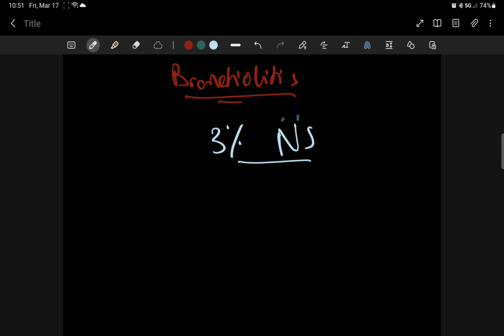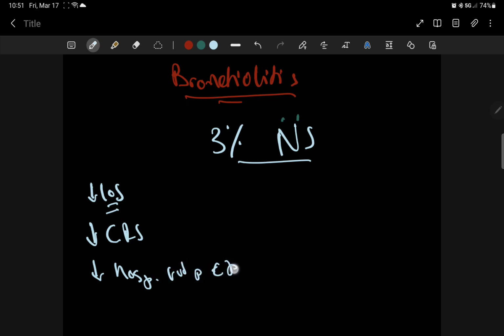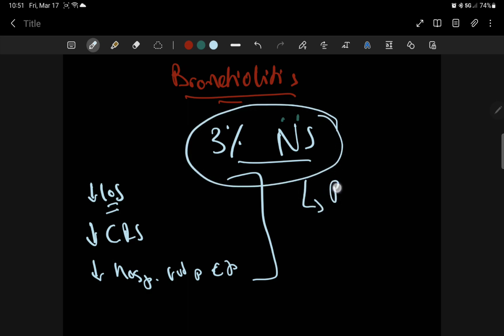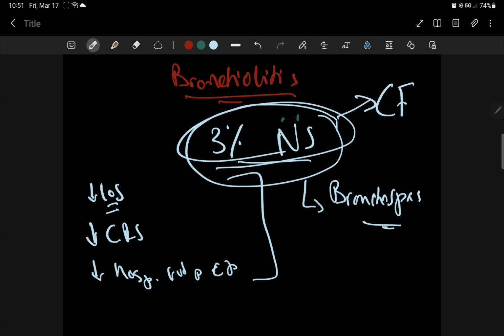However, in certain patients, which you're assuming have thick secretions, they said it decreases some of that length of stay. It does decrease initially the clinical respiratory score, and at times it helps decrease the hospitalization from outpatient ED. That being said, they said there's a higher risk with 3% to cause bronchospasm, and that the 3% is better studied with cystic fibrosis, because it absorbs that water.